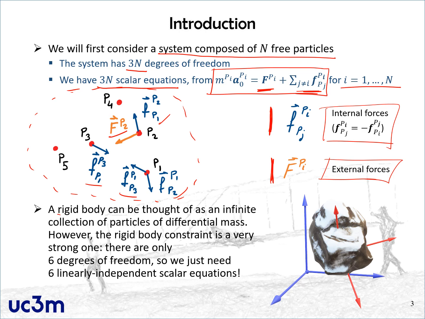In the case of a rigid body, we can think of it as a collection of an infinite number of such particles, each of them with a differential mass. Okay. This in principle would suggest that we need an infinite number of equations multiplied by 3, but this is not the case because, as we know, the rigid body has a kinematic constraint that is very strong, and the number of degrees of freedom that a rigid body has is only 6. Okay, so 3 for the position of one reference point and 3 for the attitude of the rigid body. And this means that we only need 6 independent scalar equations.